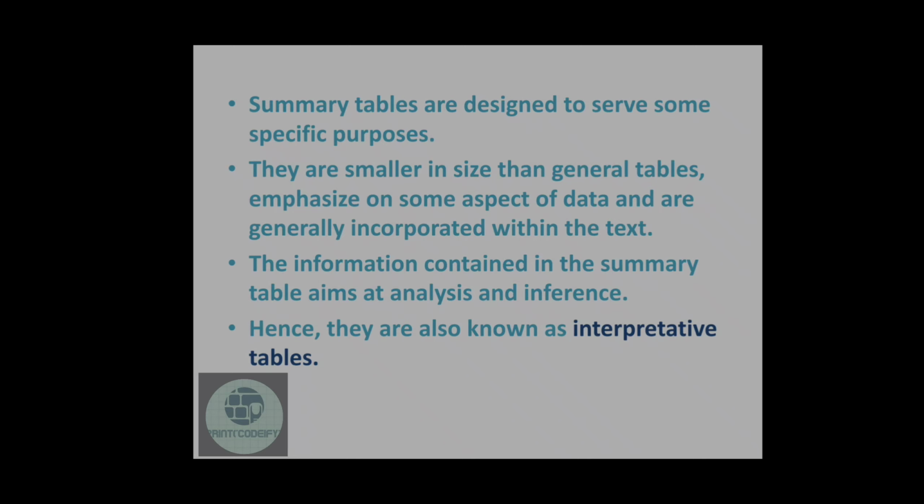Summary tables are designed to serve some specific purposes. The summary tables are also called derivative tables because they are derived from the general tables. They are smaller in size than general tables, emphasize some aspect of data and are generally incorporated within the text. The information contained in the summary table aims at analysis and inference. Hence, they are also known as interpretative tables.